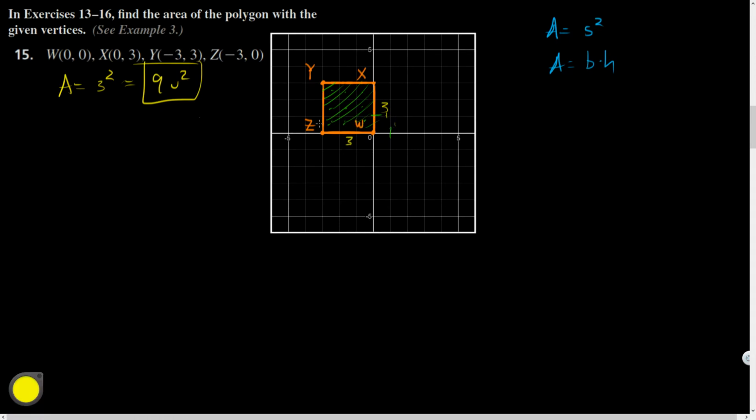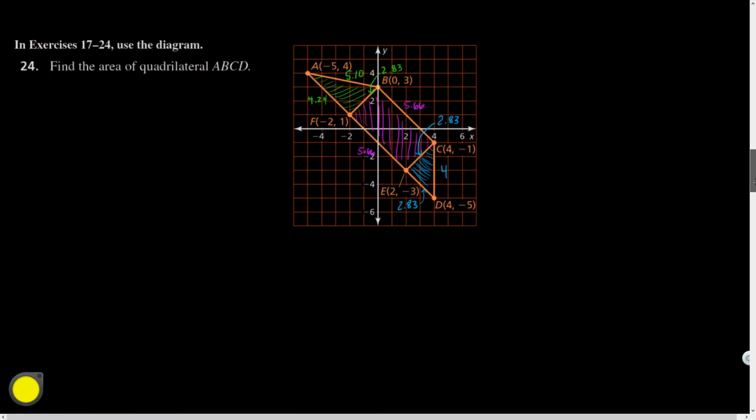Now, if it was a different measurement, you could still count it, but then you usually have to multiply it by the square of that dimension. So if those were 2 by 2 boxes, I'd have to multiply by 2 squared, whatever my number of boxes was. Don't worry about that right now. You're fine.